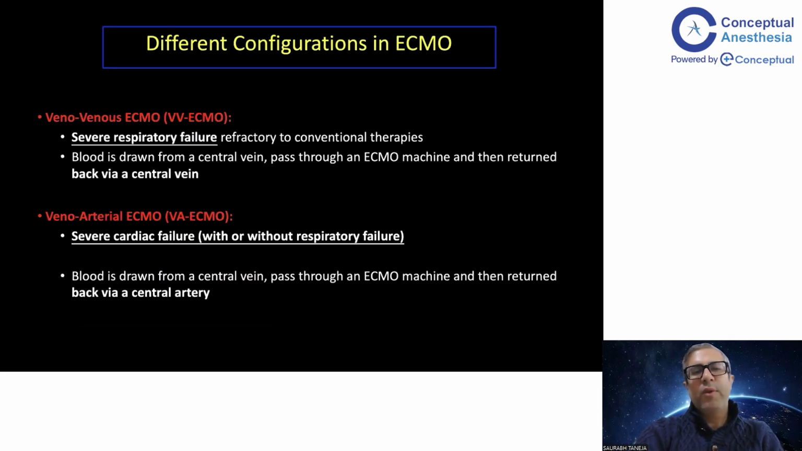VV ECMO is usually for respiratory failure only, whereas VA ECMO is for severe cardiac failure with or without respiratory failure. So for cardiac failure, VA, A is for artery, if you can remember. If it is only a respiratory failure, it's a VV ECMO.